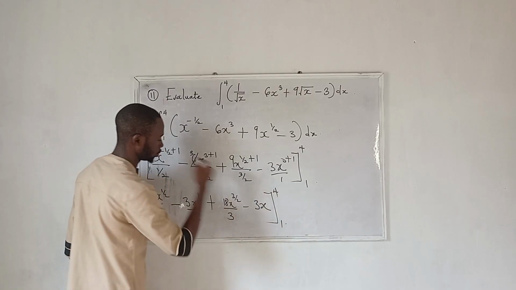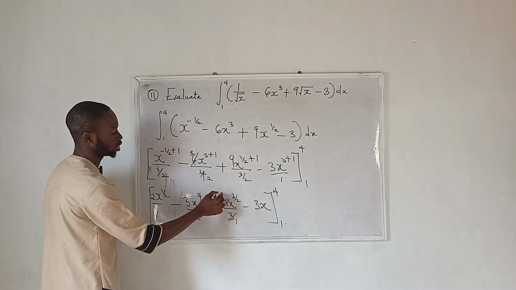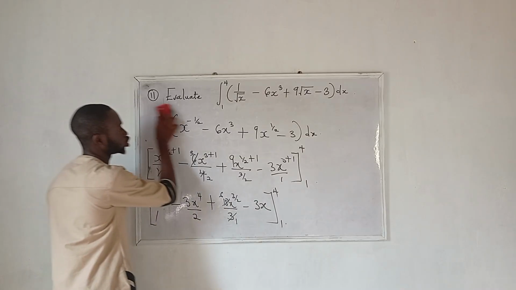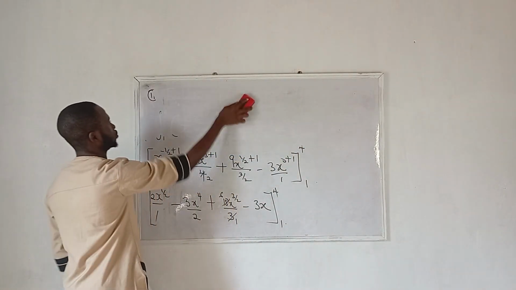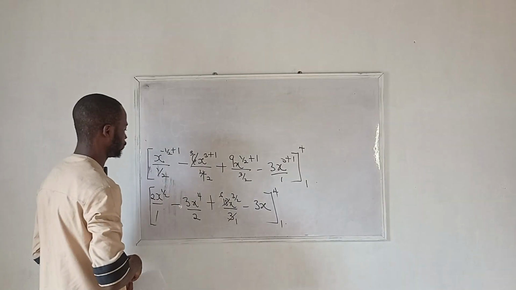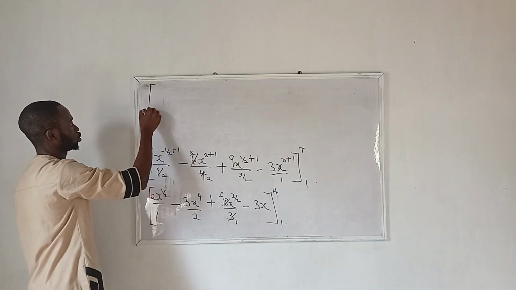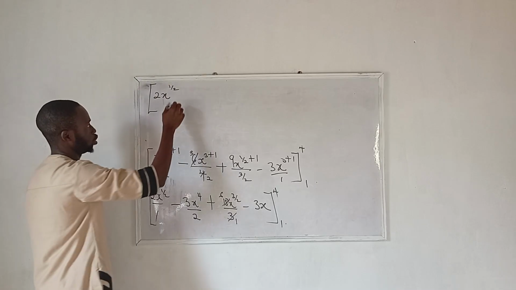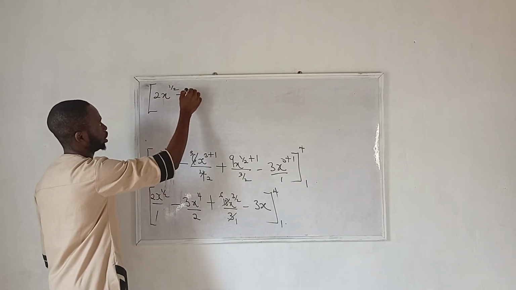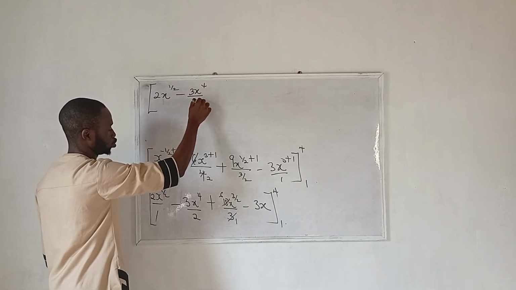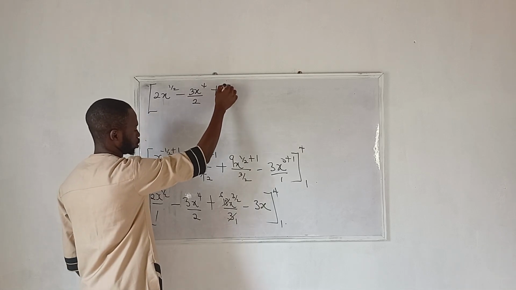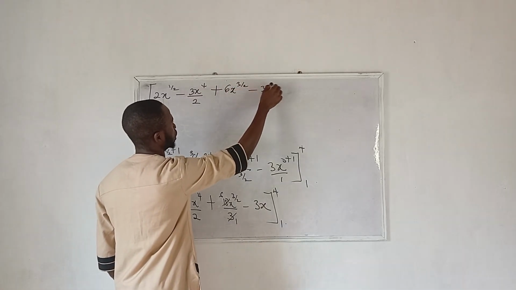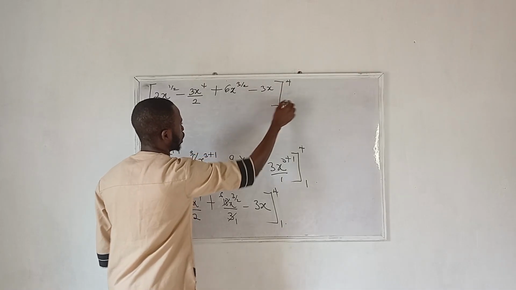We have 4 and 1. So from here I can say 3 here, 1, 3 here, 6. So to finally finish up, we would have 2x raised to the power of 1 over 2 minus 3x raised to the power of 4 over 2 plus 6x raised to the power of 3 over 2 minus 3x, 4 and 1.